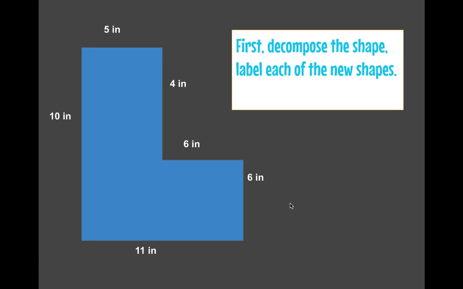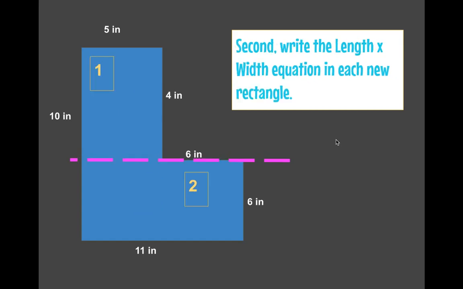We have to decompose it first. So I'm going to draw a line right there, and then it says to label the new shapes. Because now we have 2. We have this one up here, and this one down here, 1 and 2. We decompose the composite. We have 2 shapes. We good? All right, let's look at our next step. Second, you need to write a length and width equation in each new rectangle.